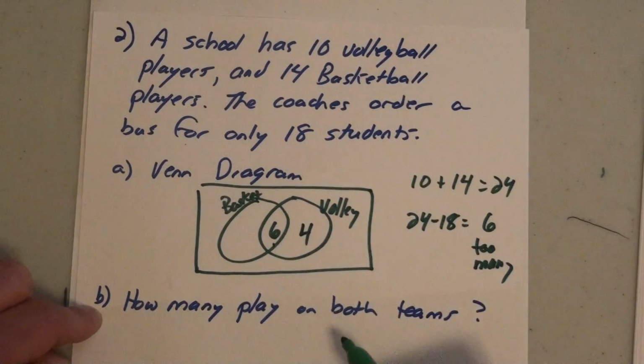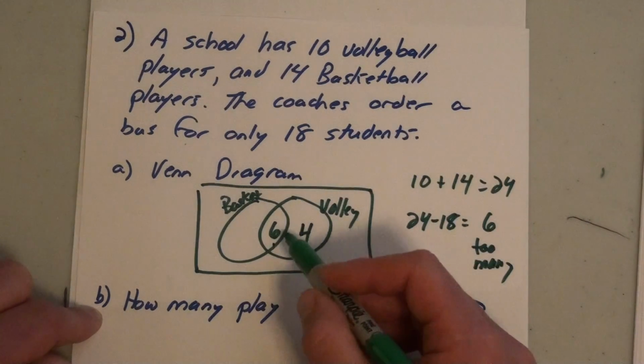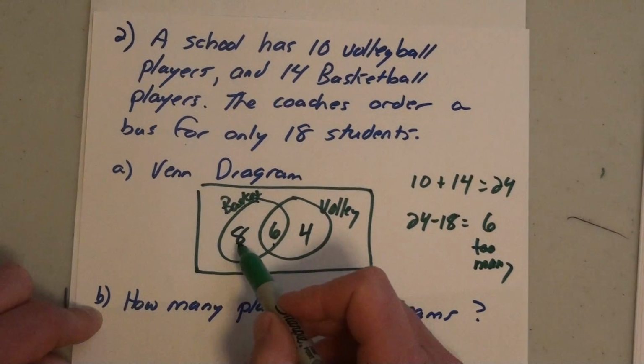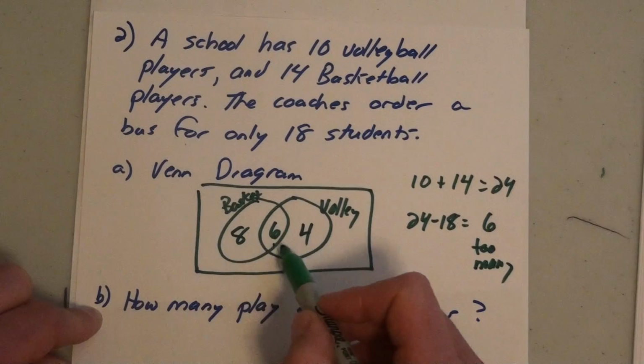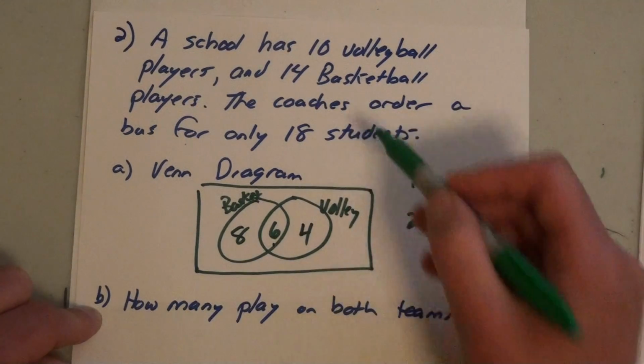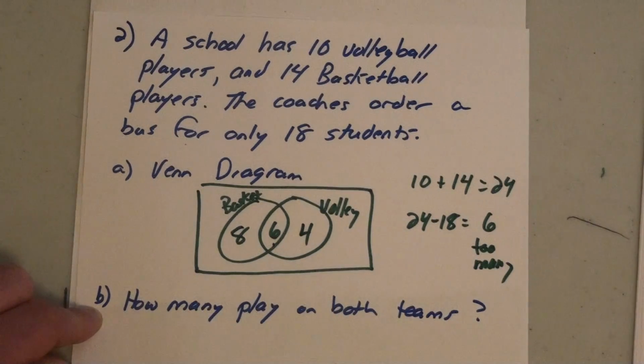Basketball, there's 14 basketball players. I already have 6 accounted for, so that means there must be 8 in total right there. Add up 8 in only basketball. Add it all up, and you get your 18 players, 18 students. That was what I was counted for.